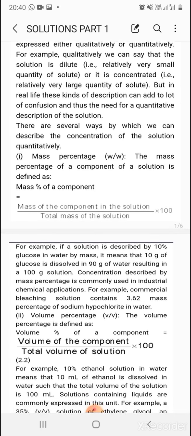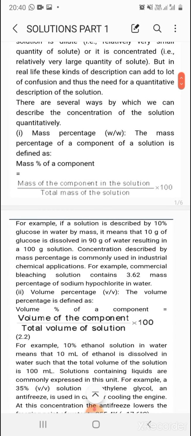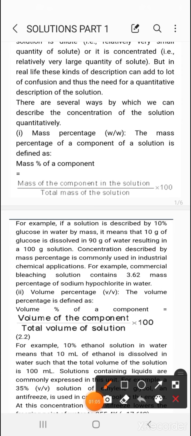Fine. So how can we express the solution? In different ways. So first is the mass percentage. In terms of mass percentage we can explain our solution. What do you mean by mass percentage? Basically it is parts per 100. The mass percentage of a component in a solution is defined as the mass of the component in the solution divided by the total mass of the solution.